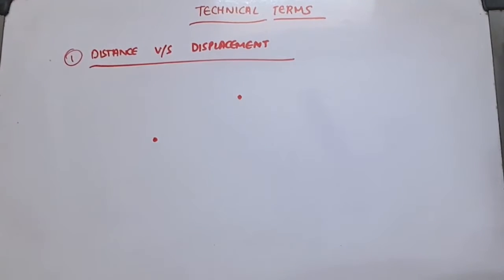So here we have distance versus displacement, two terms which seem to be confusing. These two terms confuse students the most in the beginning of this chapter. What is the difference between distance and displacement? I'm not going to give you the definition first, or it will be enough to confuse you. So I'm going to give you an example first. I'm going to explain to you the meaning of this, and then I'm going to give you the definitions.